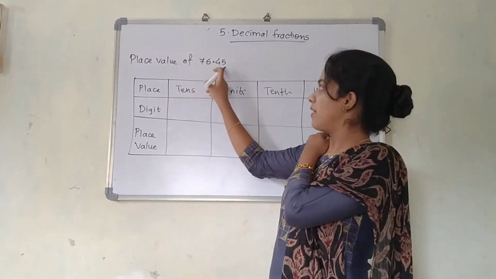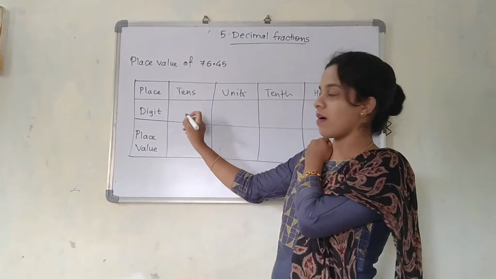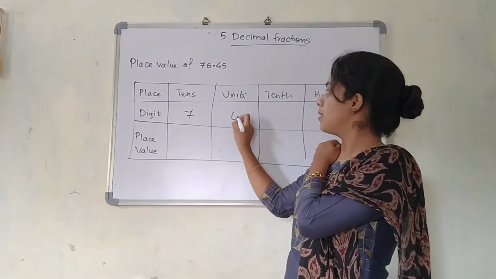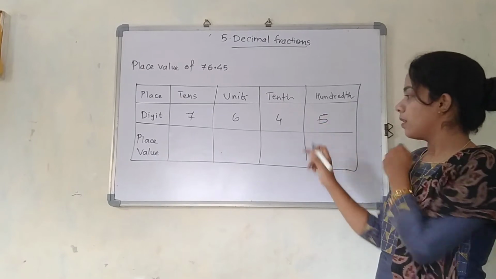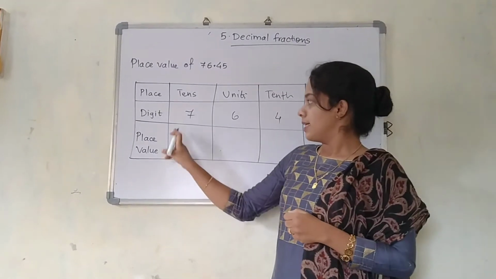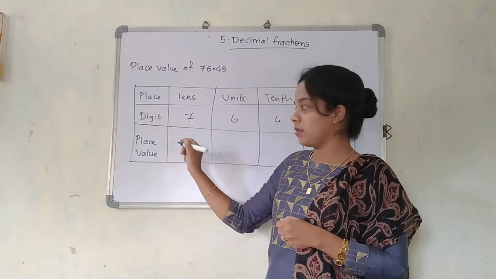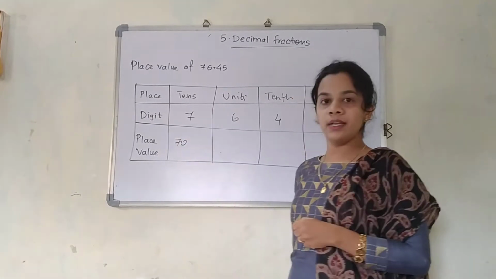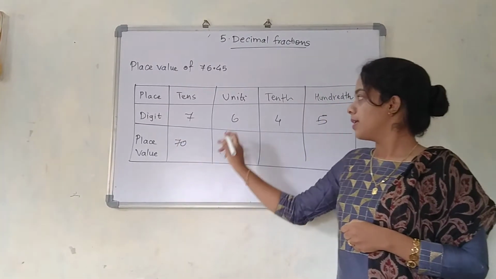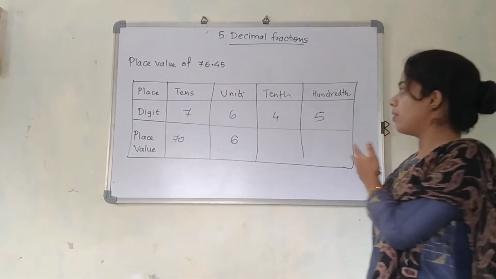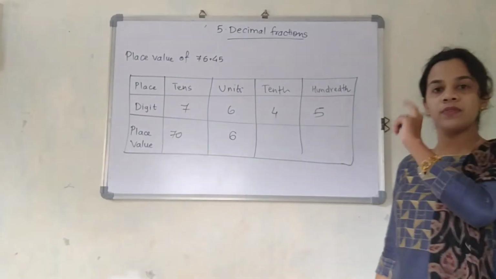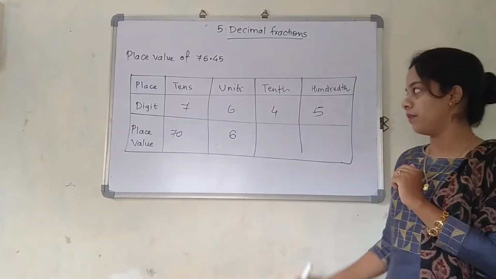Now we are going to find out the place values. You can see the number 76.45. So for the digits, we write 7, 6, 4, and 5. Now the place value. 7 stands for the tens place, so the value of 7 will be 70. This is for sure. 6 is at the unit place, so 6 will be as it is. What about the remaining 4 and 5? They come after the decimal point.